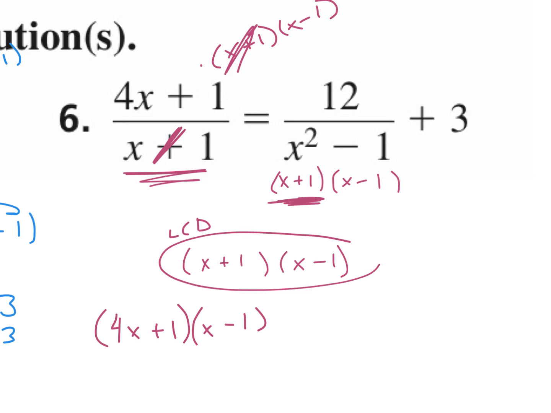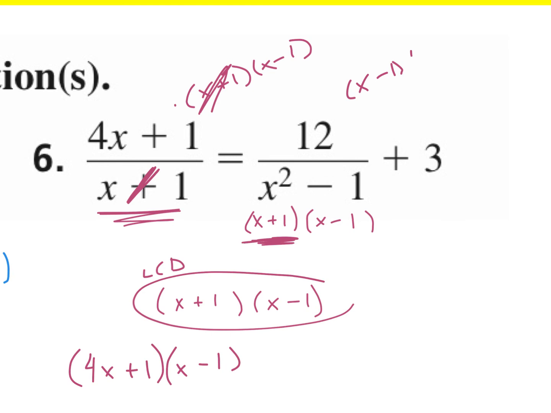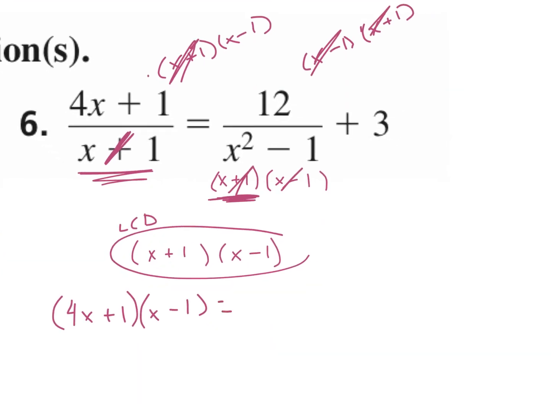in the next fraction. Both of them cancel. I'm multiplying it by x minus 1 times x plus 1. They both cancel. So what am I left with? 12. Just 12. And then in my third fraction, there's no denominator, so nothing cancels, so I just have to multiply that 3 by x minus 1 times x plus 1.